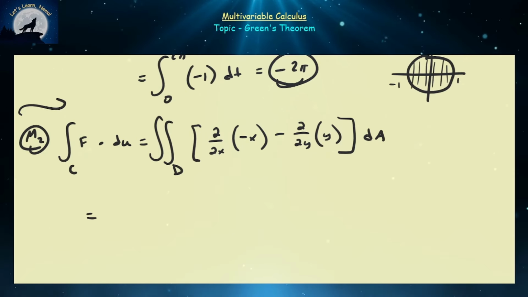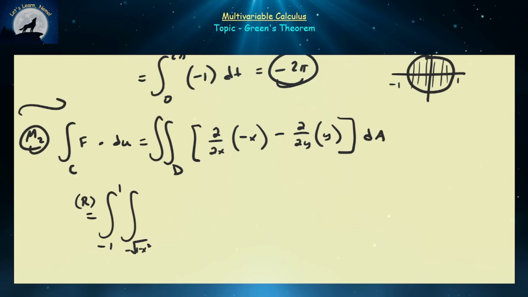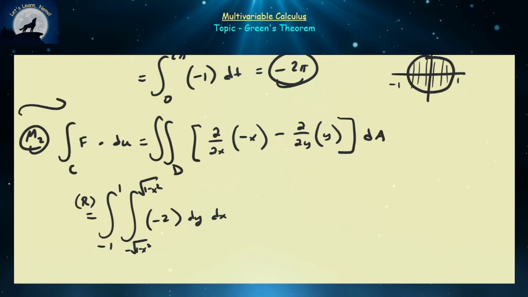So in the rectangular form, that's going to give us the integral from minus 1 to 1, and then the integral from minus the square root of 1 minus x squared to the positive square root of 1 minus x squared of minus 2 dy dx. And again, what is the minus 2? Well, that's going to be minus 1 minus 1, which is going to be our minus 2. And then we can integrate this without any issues, or you can do it in polar form. It's really up to you.